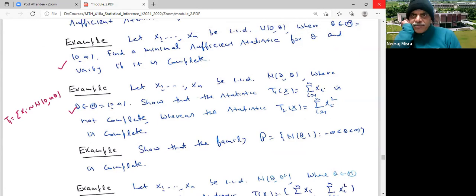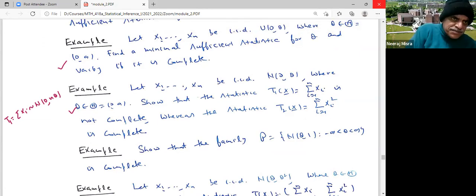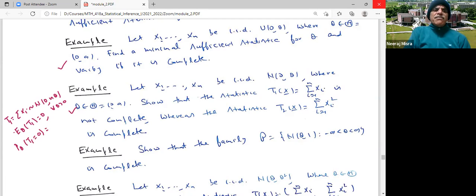The summation Xi has mean 0. So expected value of T1 is 0 for every theta greater than 0. So I found a function of T1, which is the identity function, whose expectation is 0 for every theta greater than 0. But what is the probability that T1 is equal to 0? T1 is a continuous random variable. Summation Xi has normal (0, n theta). So for a continuous random variable, the probability of taking a particular value would be 0 for every theta greater than 0, whereas you wanted this probability to be 1 if T1 was complete. So this implies that T1 is not complete.